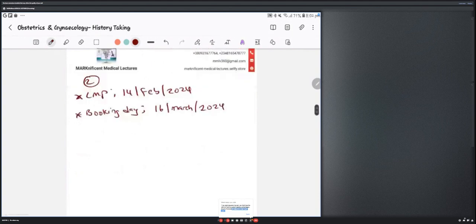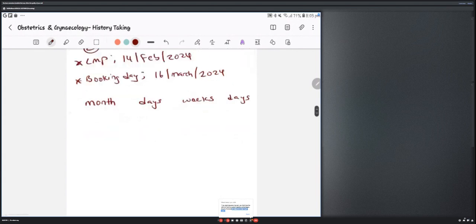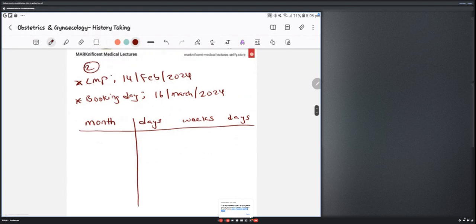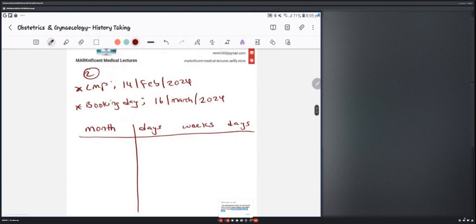2024. All right, so we still go with the table. What do we have on the first column? You might not remember, but we have months, days, weeks, and days. The LMP itself was February, and we'll have just February and March. This line is too long, so let me just do this. We'll have February, and then we'll have March.